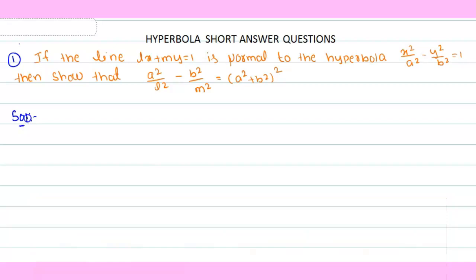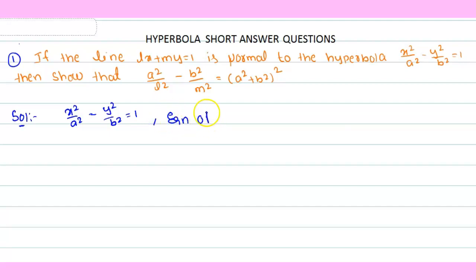Solution. First I am writing the given hyperbola in the standard form. The equation of the hyperbola in the standard form is x²/a² - y²/b² = 1.